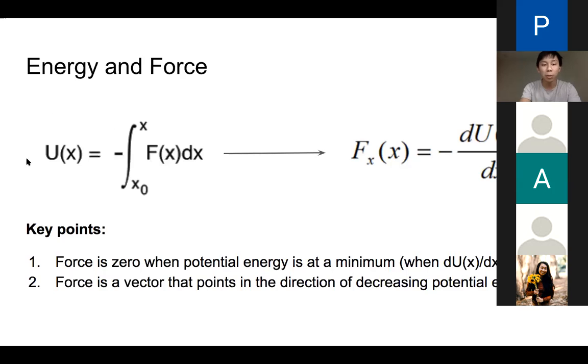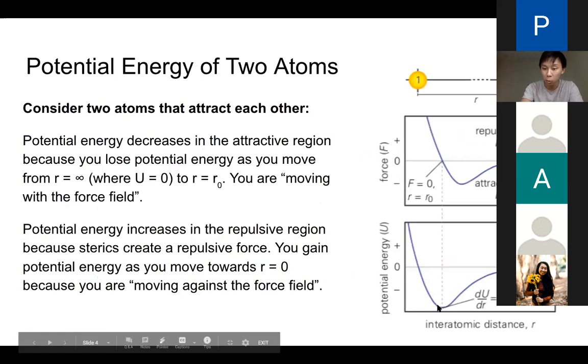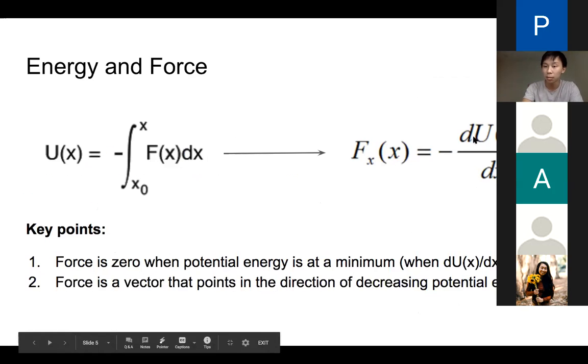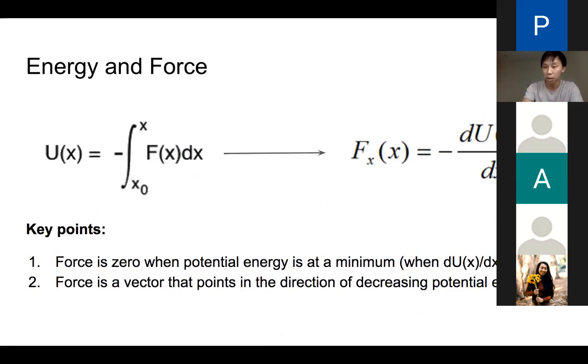We previously saw that potential energy is the integral of force with respect to distance. If you just divide by -1 and differentiate, you get that force is the negative derivative of energy with respect to distance. So what does this mean? I think the important thing to note is that force is zero when potential energy is at a minimum. If it's at a minimum, you have a well, like we saw before. The tangent for the well is zero. That means the derivative of potential energy with respect to x is equal to zero, so your force will be equal to zero.